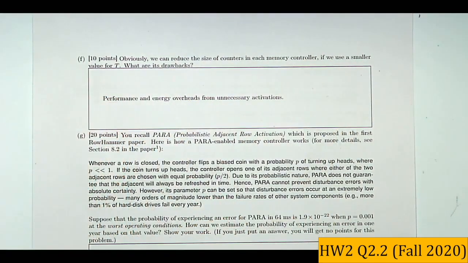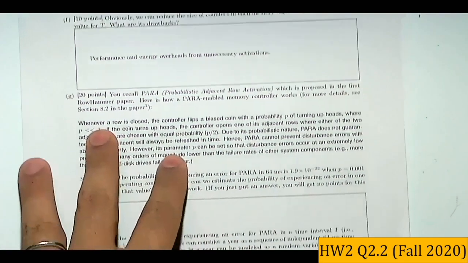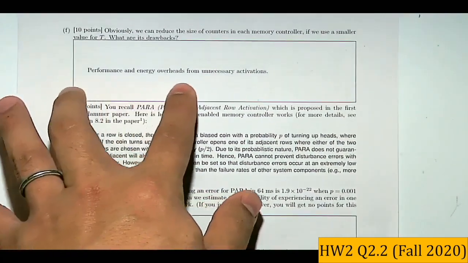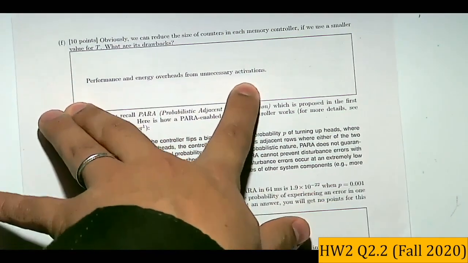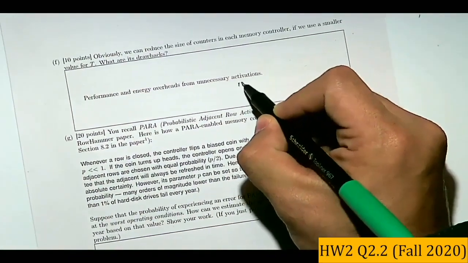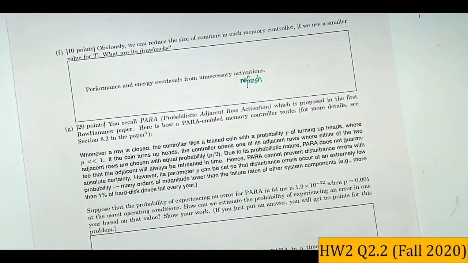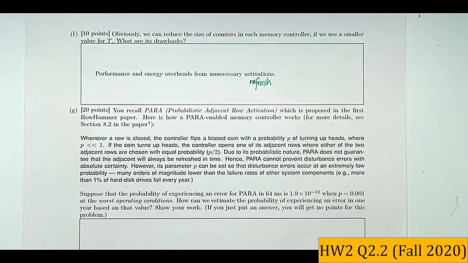For example, if we use just a threshold value of 1, then the size of counters definitely should be increased a lot, but we need to refresh adjacent rows whenever we activate our row, twice or something. So the performance and energy overhead from unnecessary activations or refreshes is the cost of using a smaller threshold value.